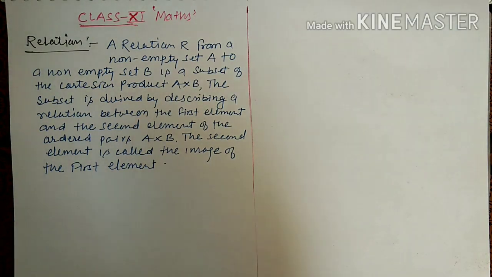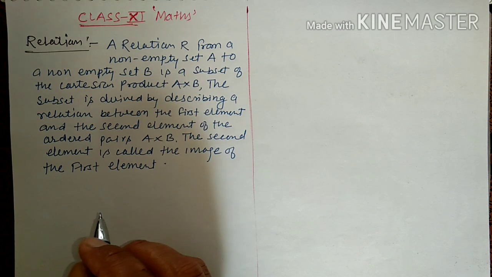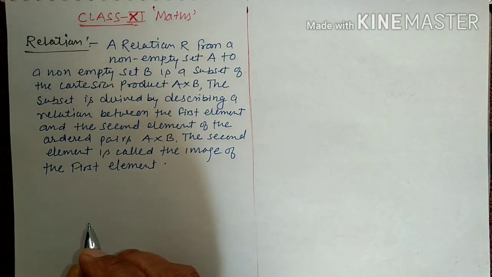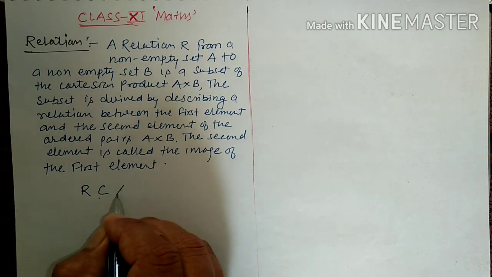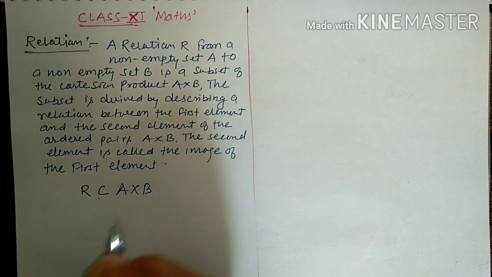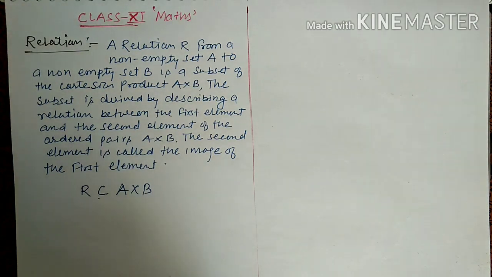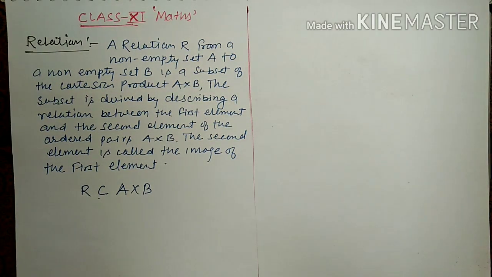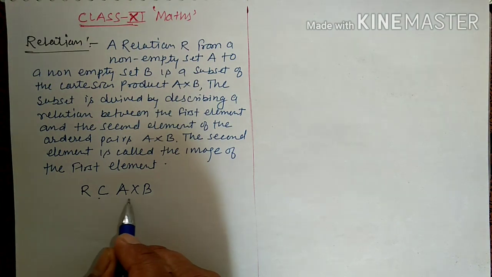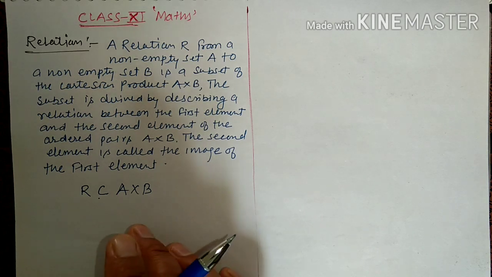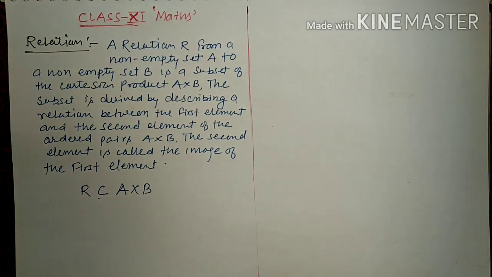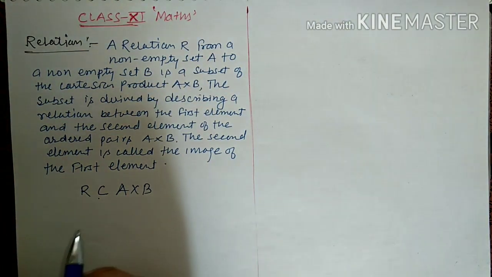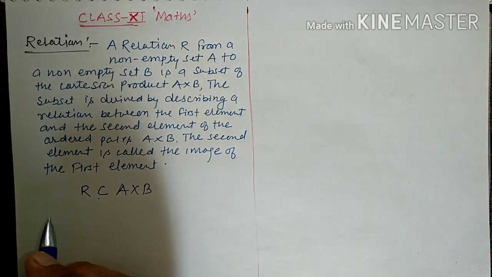Clear? So what is relation? We denote this relation by R. So a relation is a subset of the Cartesian product A cross B. Clear? Okay. So suppose we are given a Cartesian product, and in that Cartesian product we will find the relation. Let's take an example to understand what is a relation.